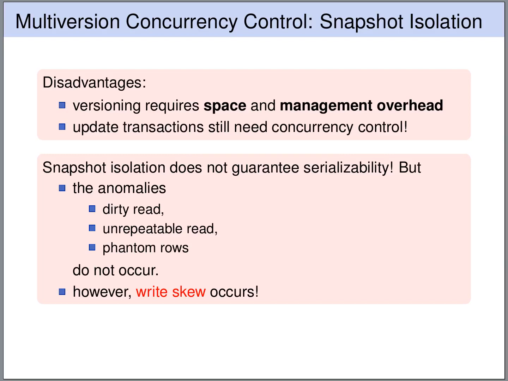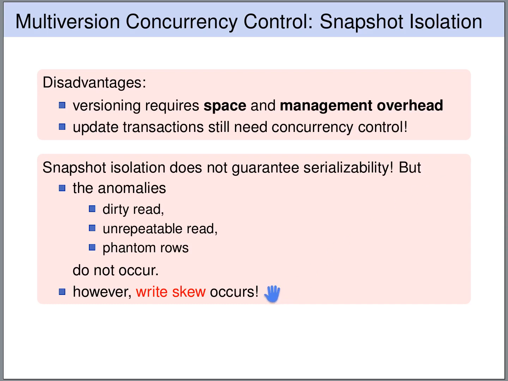Of course, multi-version concurrency control also has disadvantages. First of all, keeping around multiple versions of the data requires extra space and management overhead. Moreover, the update transactions still require concurrency control. Snapshot isolation does not provide full serializability, but it avoids some of the most common anomalies, namely dirty read, unrepeatable read, and phantom rows do not occur.